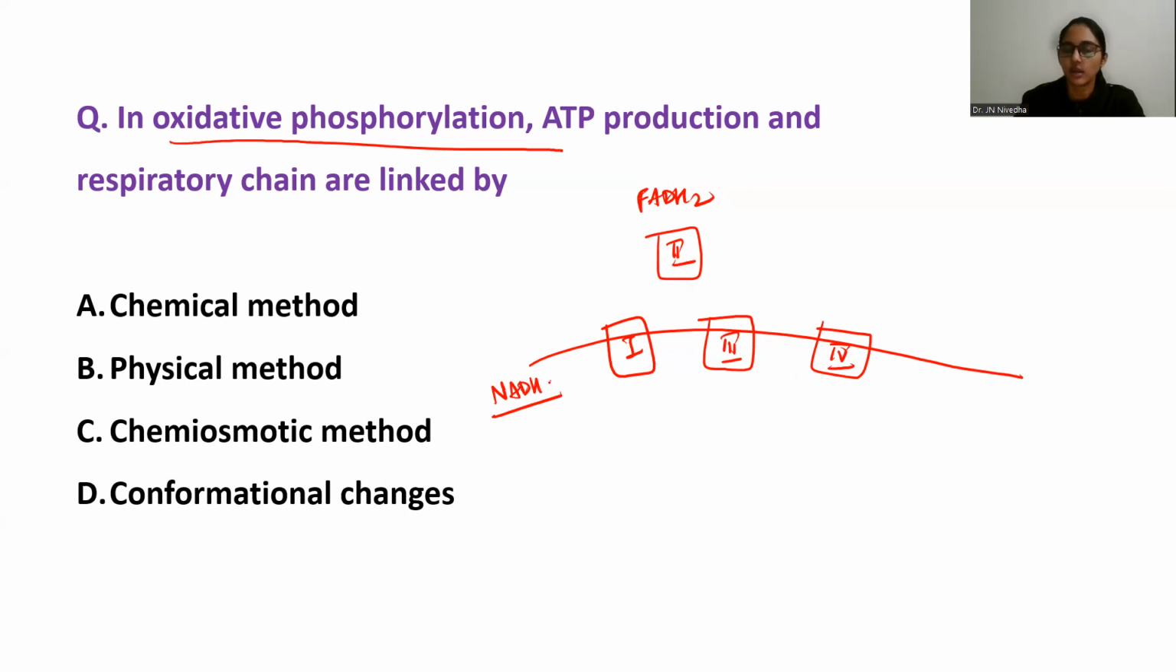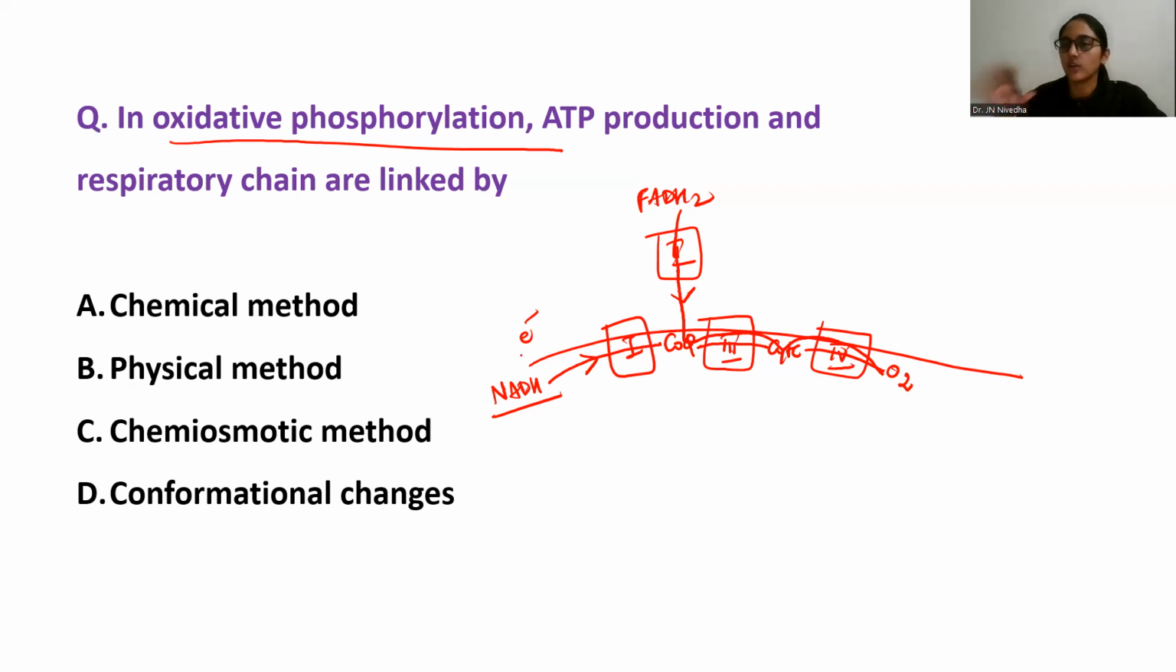So for NADH, the electrons move from complex 1 and a mobile carrier coenzyme Q to complex 3 and another mobile carrier cytochrome C, and then to complex 4, and then finally to oxygen. Similarly, electrons from FADH2 go from complex 2 to coenzyme Q to complex 3 to cytochrome C to complex 4 to oxygen. So the electron flow will be in this manner. That is why it is called electron transport chain. So the two mobile carriers are coenzyme Q and cytochrome C, and the final electron acceptor is oxygen.